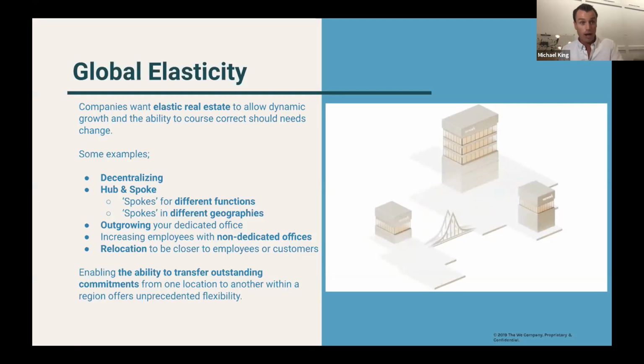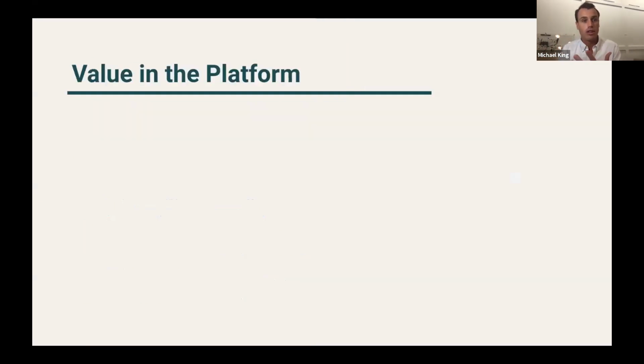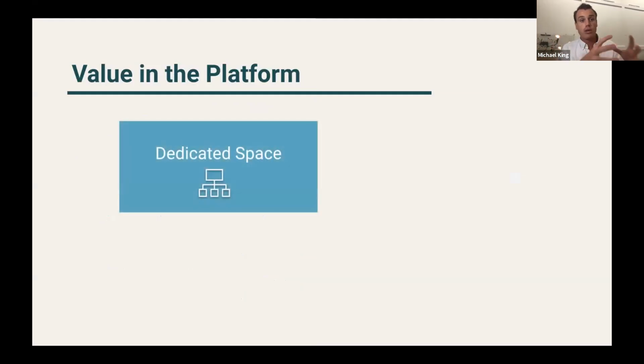So I'm probably going to wrap up here. I think my time might be up, but I'll summarize everything in really one slide. There is going to be a need for dedicated space. There's no doubt about that. They're headquarters, places for people to collaborate and innovate and feel like they've got a real connection to the business that they work for.